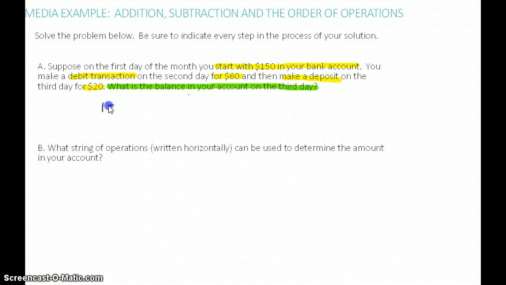You start with $150 and you make a debit, which we know is subtracting $60. And that means you have $90 in your account. So that's the first step. Then we see that you make a deposit on the third day for $20. So we'll need to take your previous balance of $90 and add on your deposit, which gives us $110.